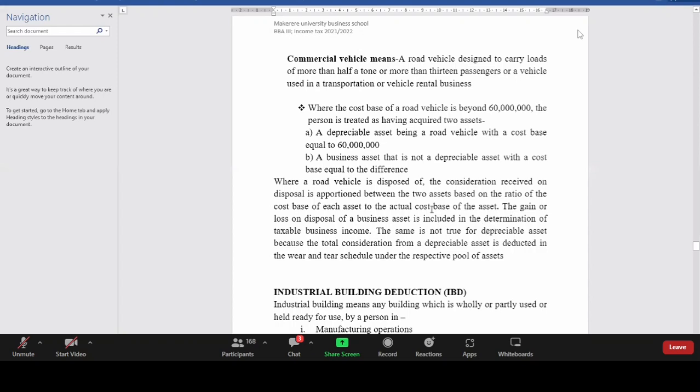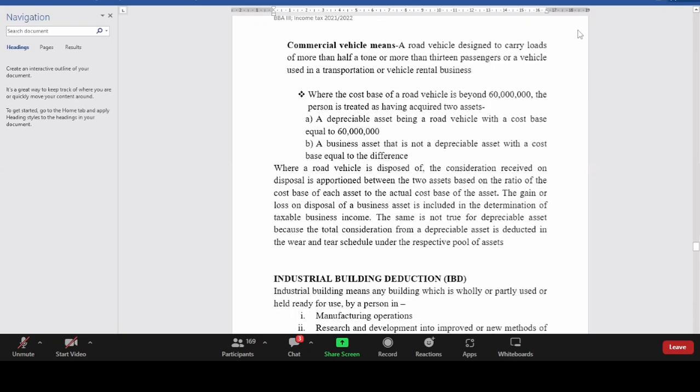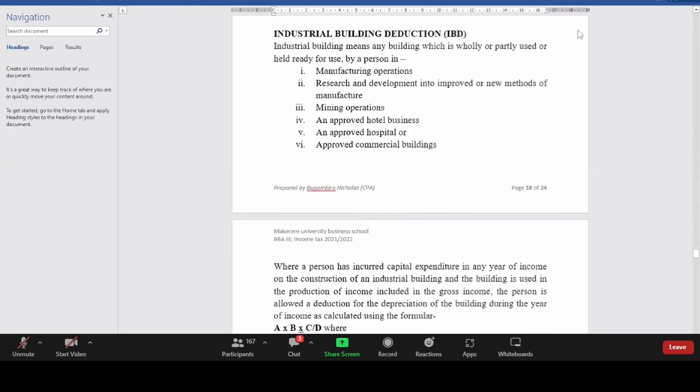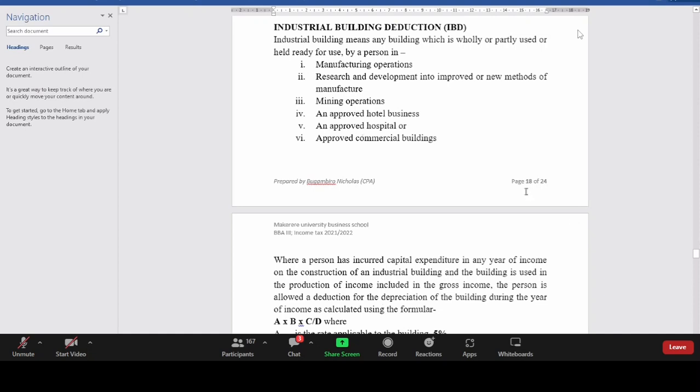And the gain on disposal of that business asset, which is non-depreciable, is included in the computing. You compute capital gains on it in your business income. Industrial building, I already explained to you, but what you need to note is industrial building works for approved purposes. And what are the industrial buildings?